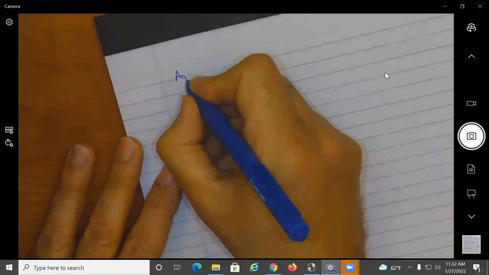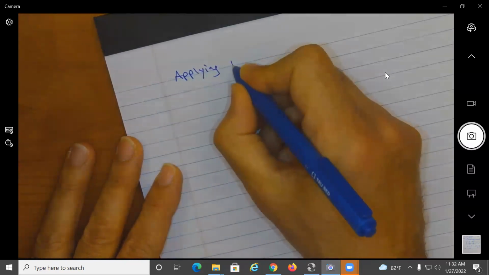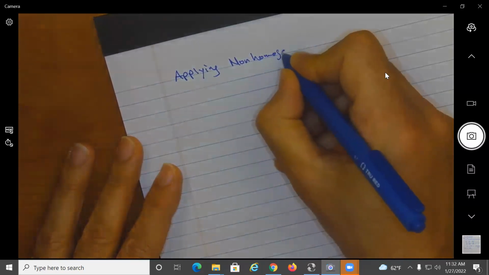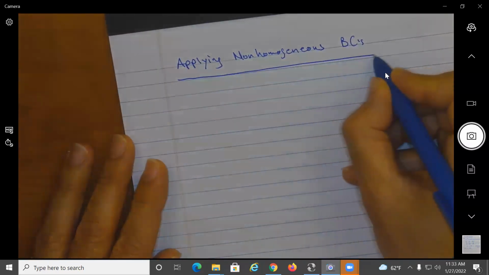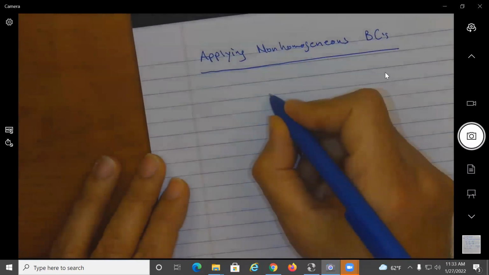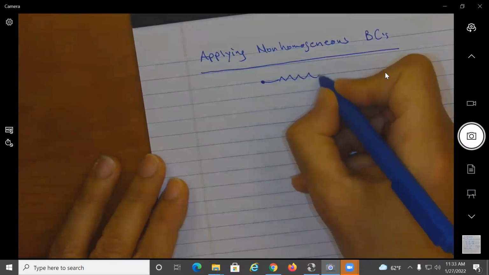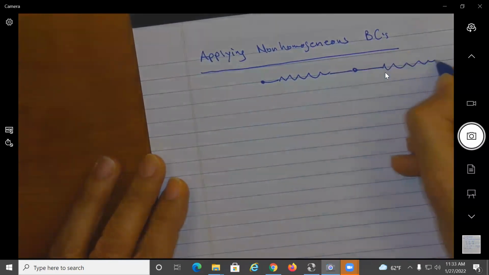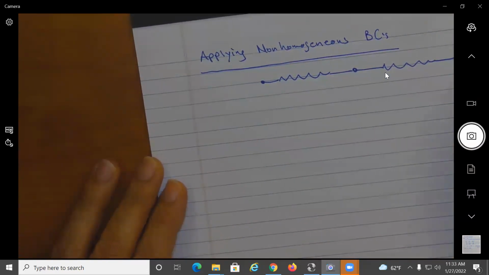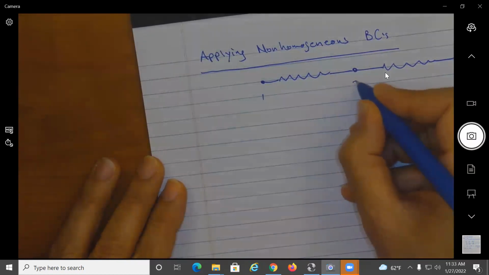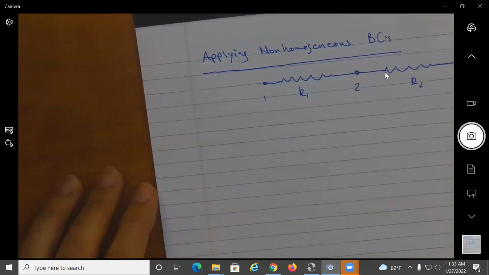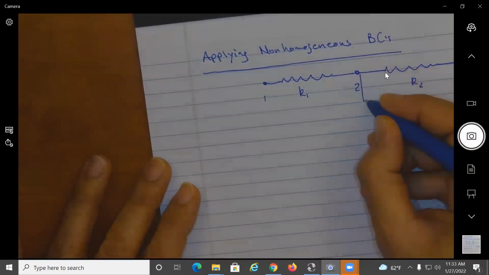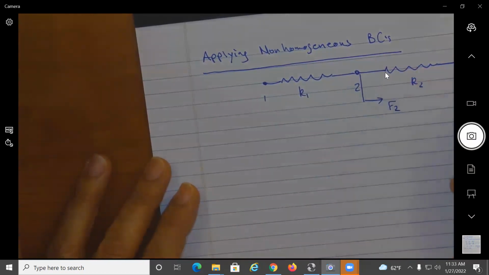How about applying non-homogeneous boundary conditions? So again, I'm going to be looking at my assemblage of these 2 springs, oriented along X, node 1, 2, 3, K1 and K2. And I may have here an F2 and here an F3.